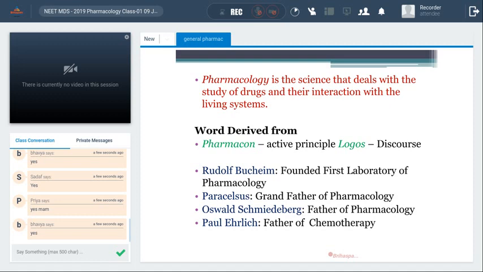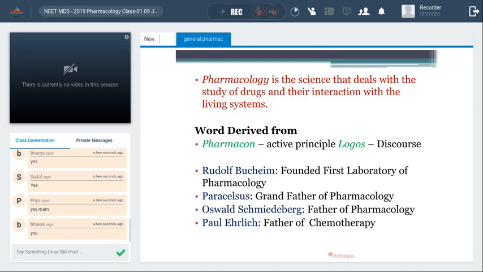Much before Oswald Schmiedeberg carried out his work, a lot was done by Paracelsus, but he did not know how to put it across in front of the world. But he had given a lot of contribution to the world of pharmacology by deriving quite a few drugs from plant products. Hence, Paracelsus is called grandfather of pharmacology, and Oswald Schmiedeberg is called father of pharmacology. And the next most important person you all would have read in microbiology, that is Paul Ehrlich. We all know Paul Ehrlich's principles and all that. Paul Ehrlich is called father of chemotherapy because he discovered a lot of antibiotics.